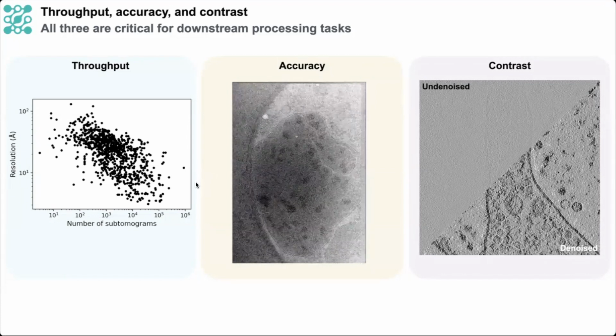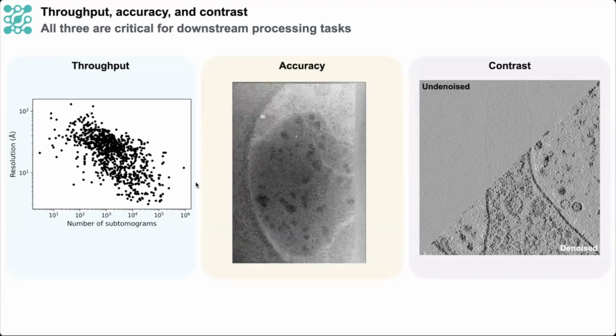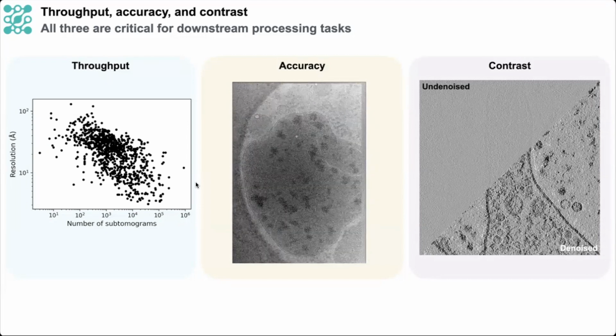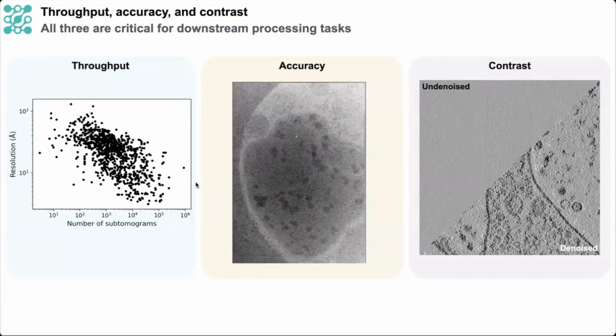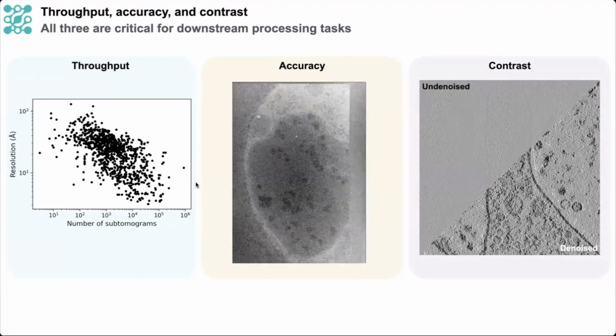A second key consideration has been reconstruction accuracy. Biological samples tend to warp and deform upon exposure to an electron beam, and the signal from our sample will be further delocalized by the contrast transfer function, or CTF. Left uncorrected, these motions and aberrations severely limit the high-resolution signal that's contained in our data.